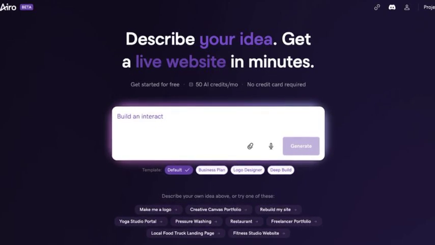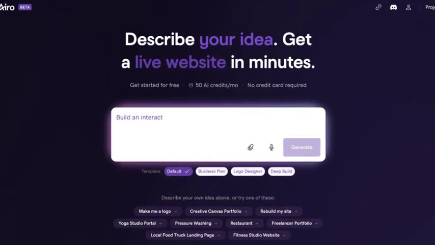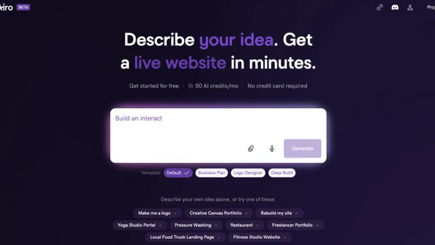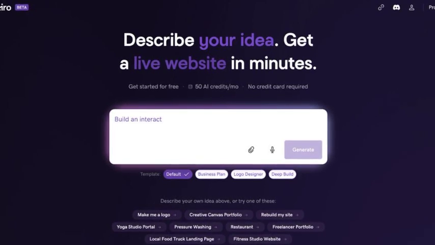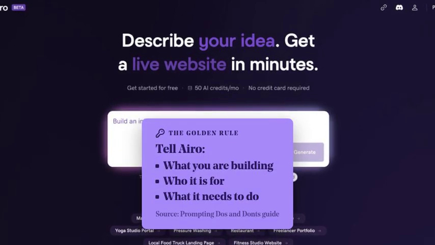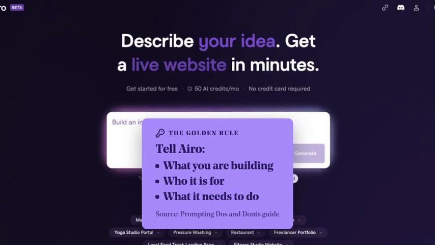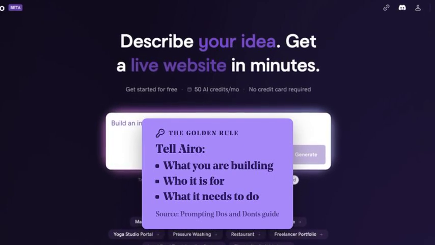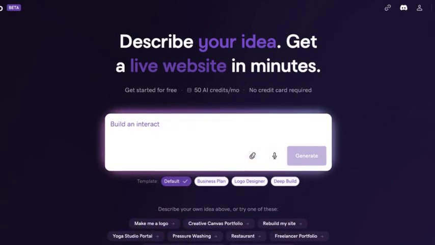Whether you write about food in Lagos, run a consulting practice in Manila, or photograph weddings in your town, the steps are all the same. There's one rule that does most of the work. Tell Airo what you are building, who it is for, and what it needs to do. The more of that you put in the first prompt, the less back and forth you'll have later.